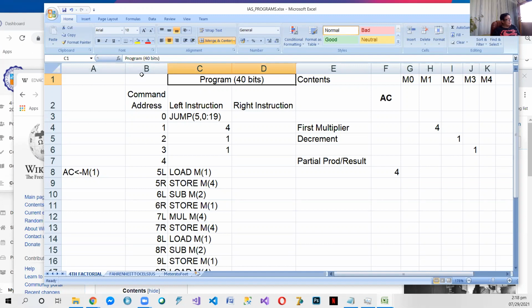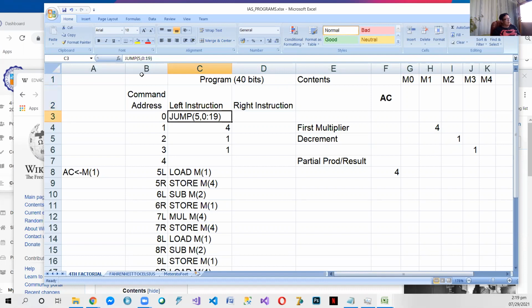However, there are only 23 instructions, right? For 23 instructions, you only need 5 bits. Okay? Do you follow? So we know now 20 to 39 goes to the right, and 0 to 19 goes to the left. Anyway, that's a question from Guineas. Okay? So let's go back.